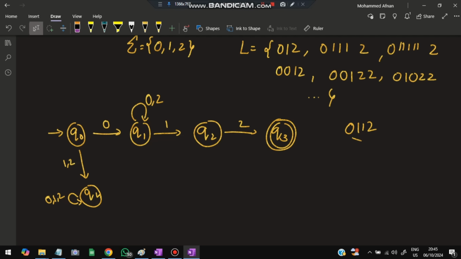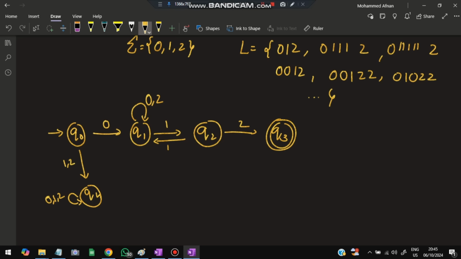0, 1, 1, 2 should not be accepted. So here what we can do. Here we have to consider an odd number of 1s. To make it odd, we'll again take back 1 here. 0, 1, 1 will come here. So again, when 1 comes here, it will be an odd number.